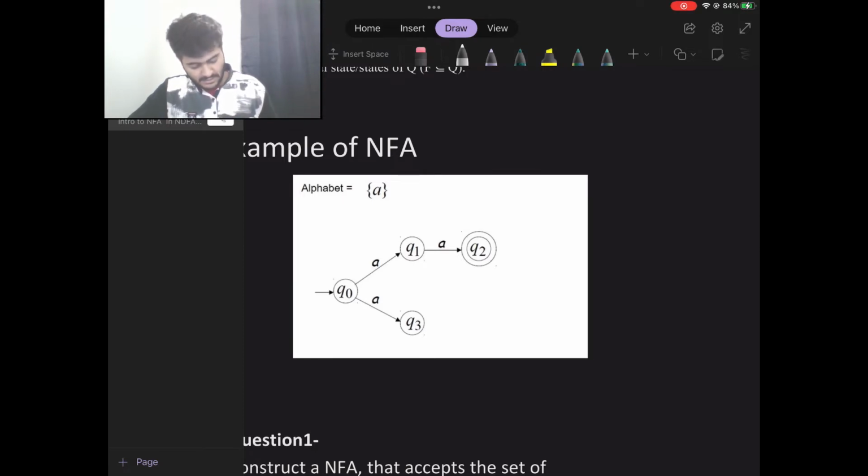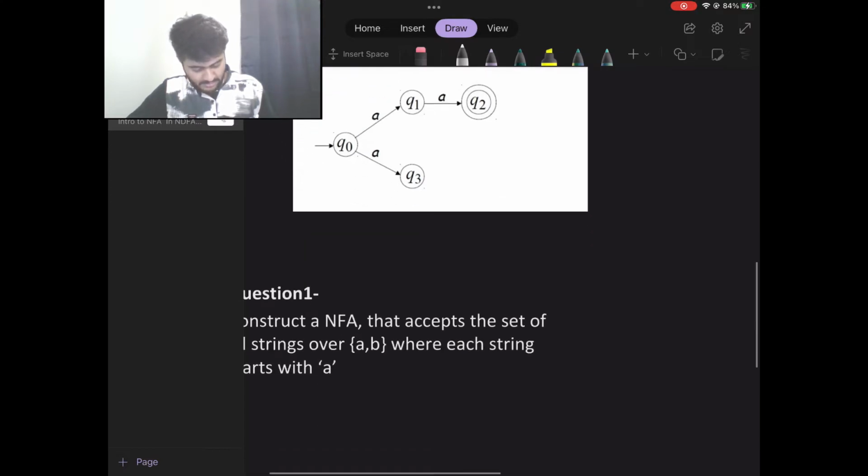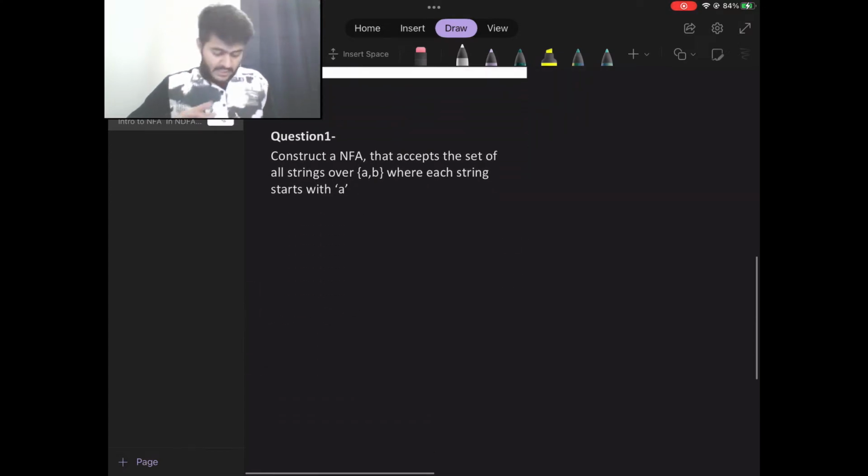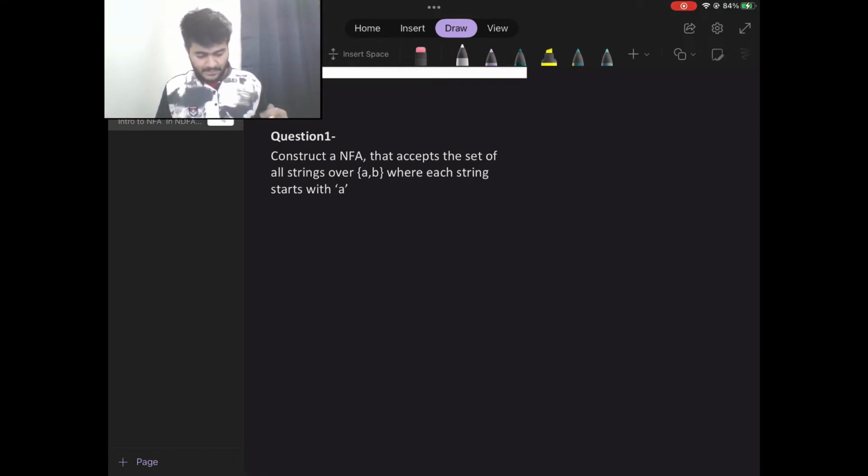Continuing with the example, you can see that Q naught leads to Q1 and it also leads to Q3 for A. So this can go both ways. That's the power of an NFA. It's like a bigger superset of the DFA. Moving on, it is very easy to construct an NFA rather than a DFA. The major point is that you can construct an NFA and then convert it to a DFA, because every NFA can be converted to a DFA.